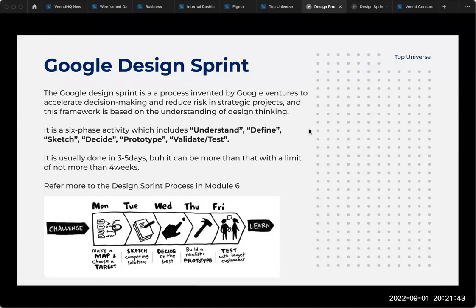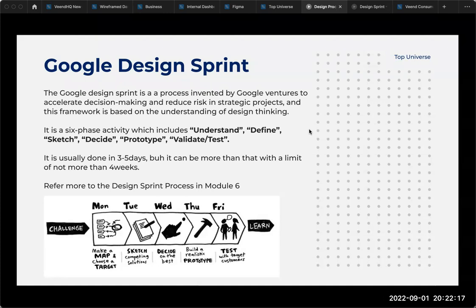Google Design Sprint is a process invented by Google Ventures to accelerate decision making and reduce risk in strategic projects. This framework is based on the understanding of design thinking. Last class, I was going to ask the difference between design thinking and design sprint. I said I will answer it in this class because I don't want to create images in your mind that leave you feeling confused, so it's better for us to address it here. I'll still get to design thinking anyway. This design sprint is a framework that was created by Google based on design thinking.